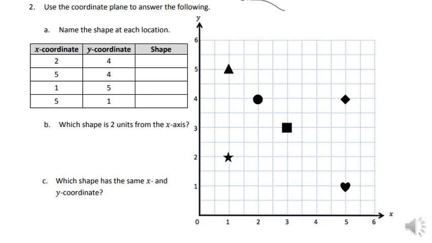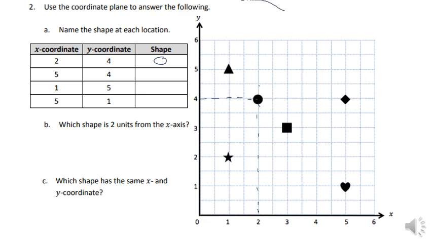So, it says x is number 2. So I'm going to go over to 2 on the coordinate grid, and I'm going to go ahead and go up from number 2. Then it says 4. So on the y, which is going up, I'm starting at 4 on y, and I'm coming across. And I can see that the circle is what it is, 2, 4.